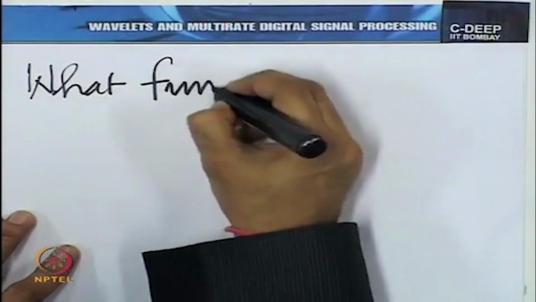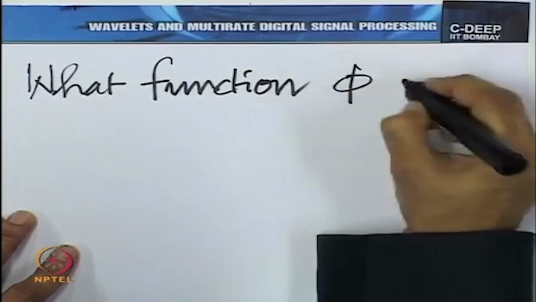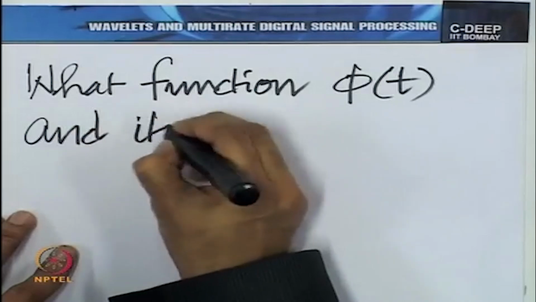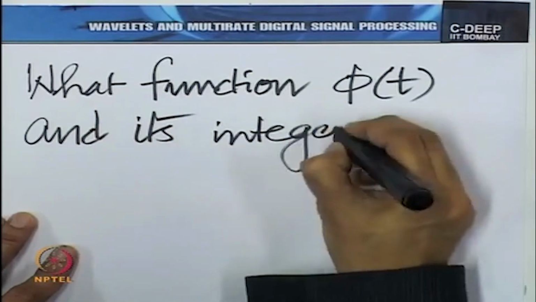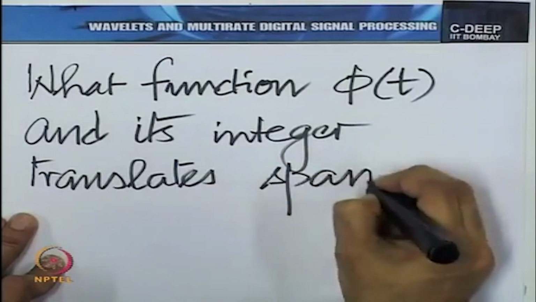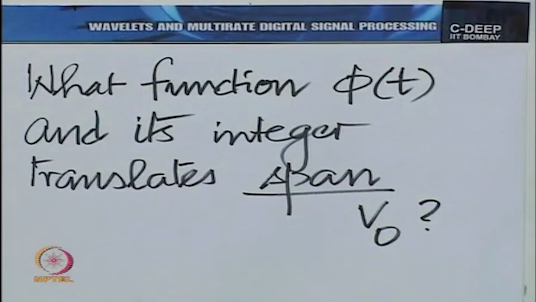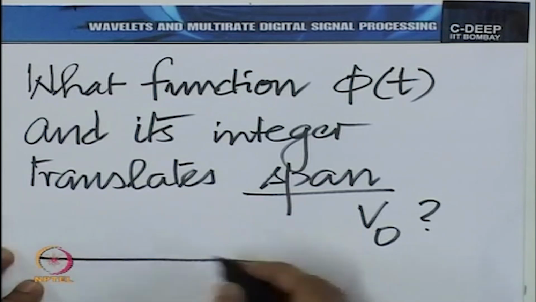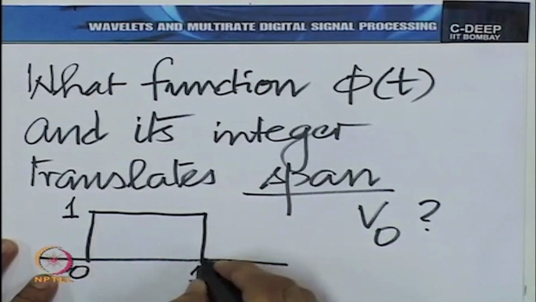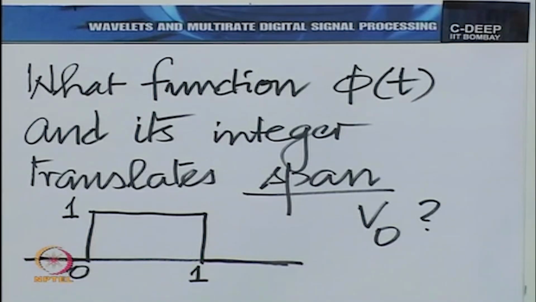So, now we ask a question which should make our life easy. What function, we asked this question before, but now we answer it. What function, suppose we call it phi t, and its integer translates span V 0? And the answer is very easy. In fact, if you were to visualize a function which is 1 in the interval from 0 to 1 and 0 else, lo and behold, you have the answer.